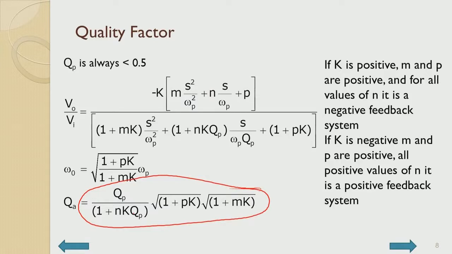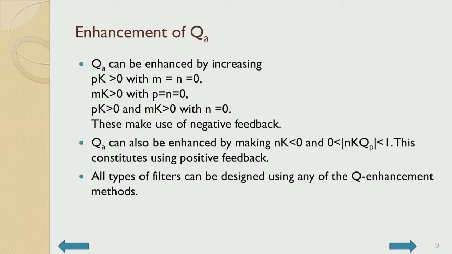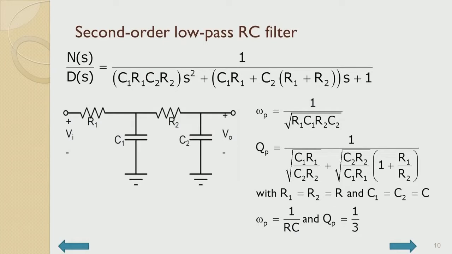Then when both p and m are present and n is 0, that is the notch filter situation, okay, that also is going to be discussed. Finally, we are going to have p and m equal to 0 and nk Qp negative but less than 1, that is the positive feedback structure. So, these four topologies for enhancing the Q will be discussed in the course of these lectures. Enhancement of Q can therefore be carried out by using any one of these combinations that I have already mentioned about. So, let us start with the low pass RC filter.